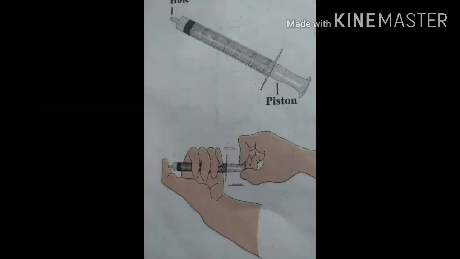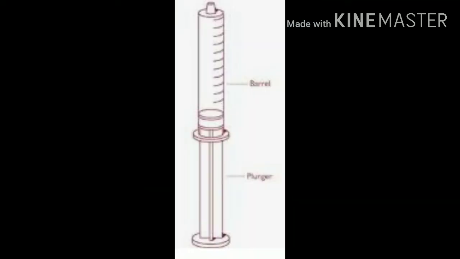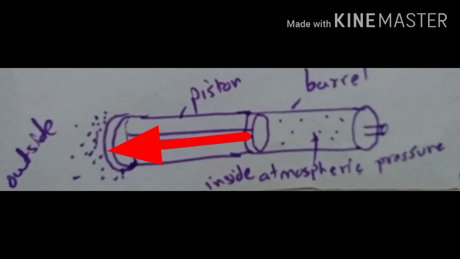Now see, that person is trying to push the plunger, but that plunger is not going. Why does this happen? See, when the mouth is closed and when we try to pull the plunger, it again goes back. Let us understand with an activity.